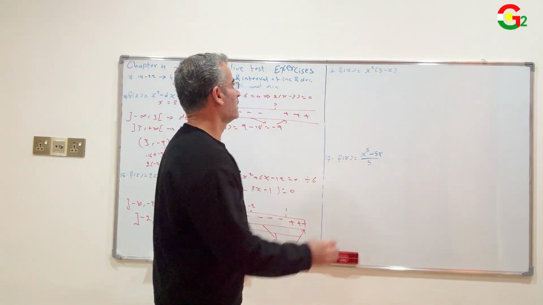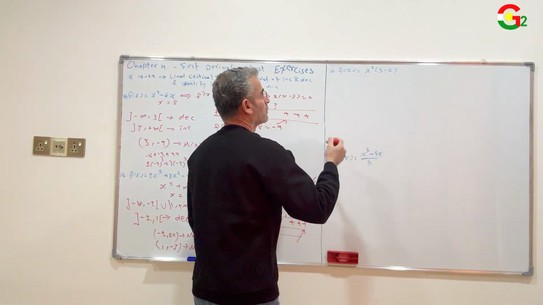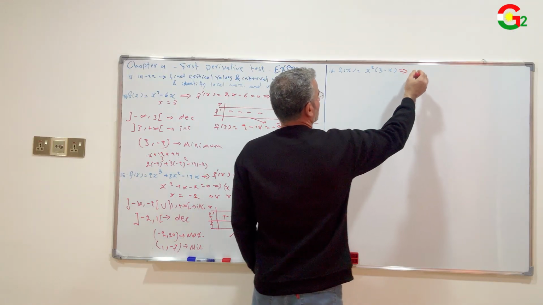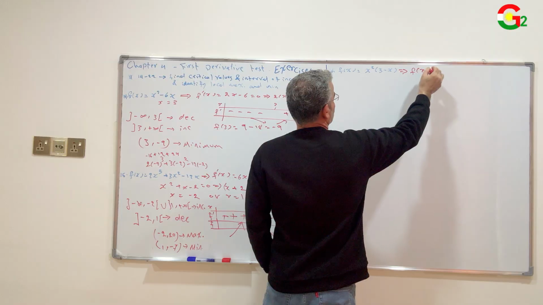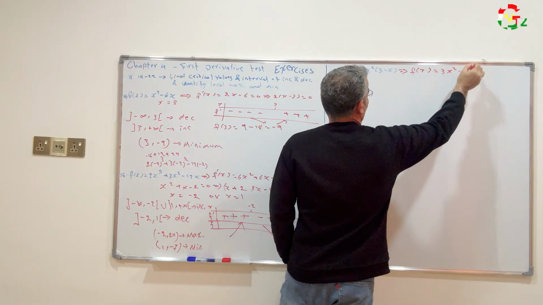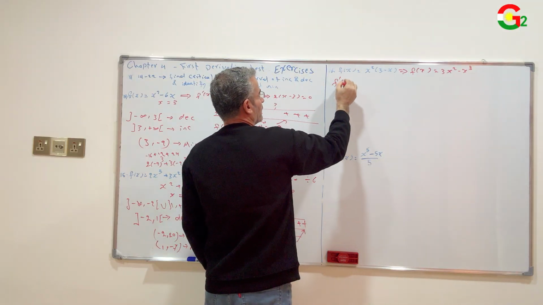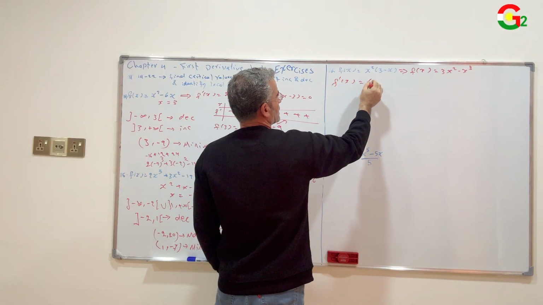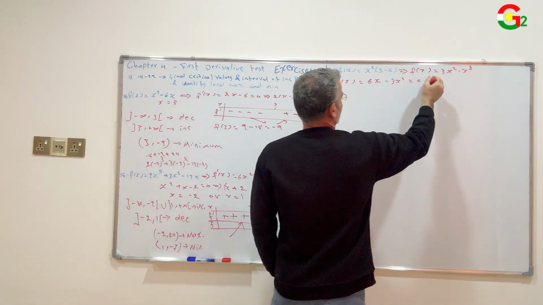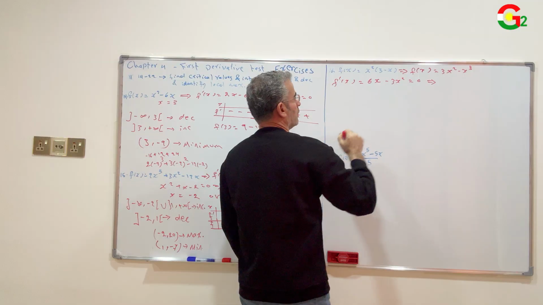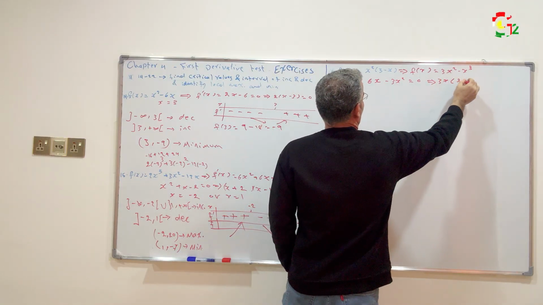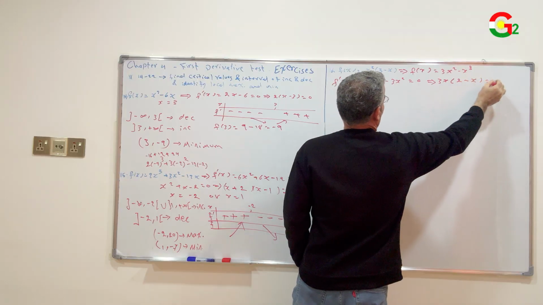Question number 16, f of x equals x to the power 2 times 3 minus x. Open this bracket, f of x equals 3x to the power 2 minus x to the power 3. Find the derivative of this function, f prime of x equals 6x minus 3x to the power 2. Set it equal to 0 and find the value of x, factorize by 3x: 2 minus x equals 0.